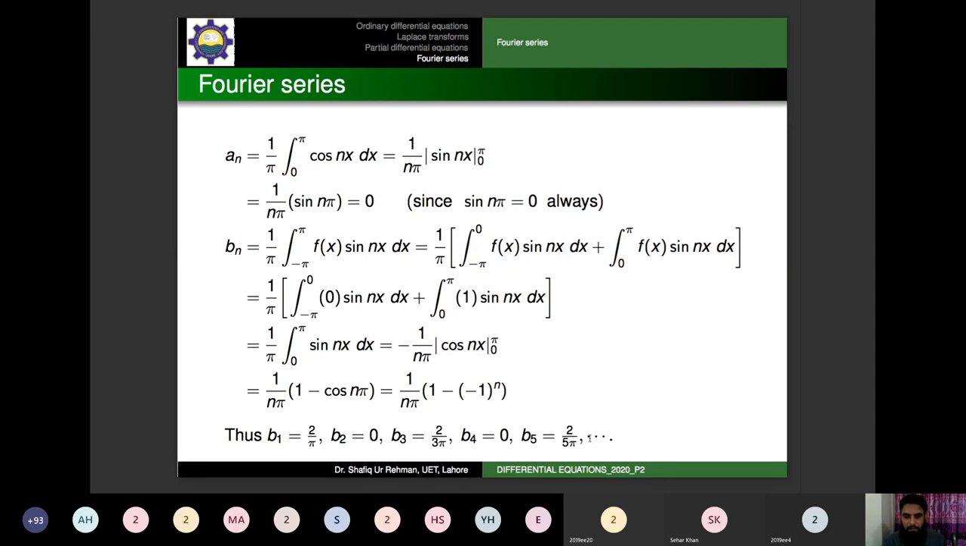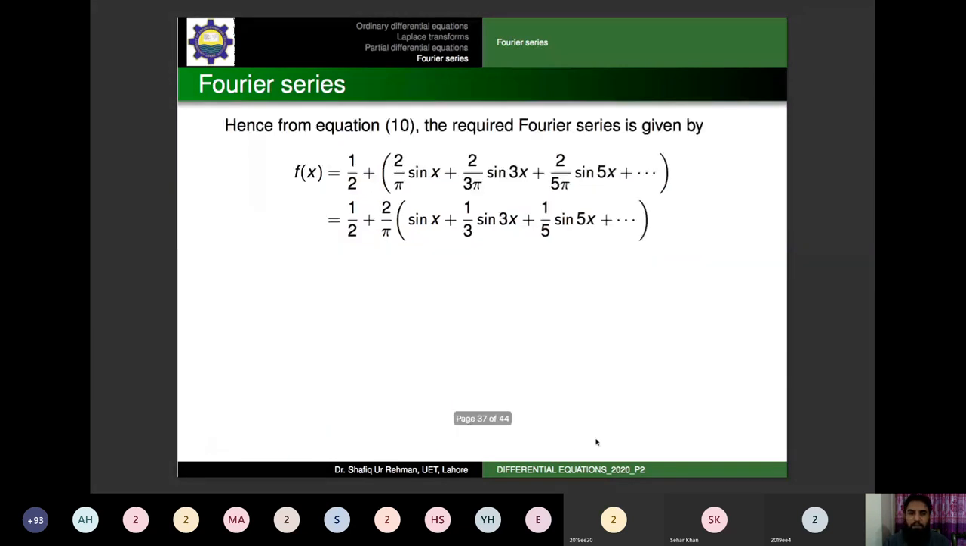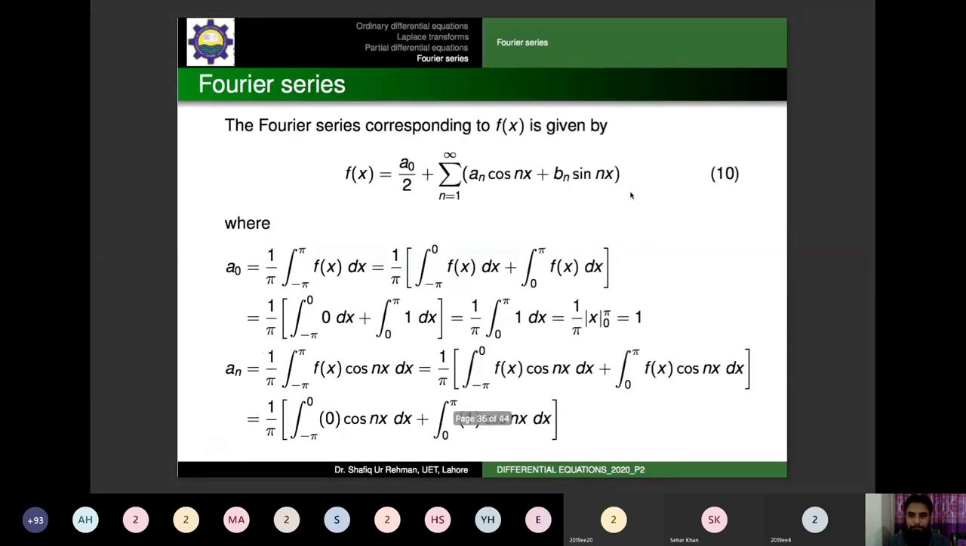We have a0 and an as 0 for all values of n. For different values of n, b's are there: b1, b2, b3, b4, b5. So plug in all these values in that equation number 10. A0 is 1, so eventually we will be having 1 by 2. For all values of n, the first term is going to vanish. B1 sine 1x. We have seen that B1 is 2 by pi. So 2 by pi times sine x.